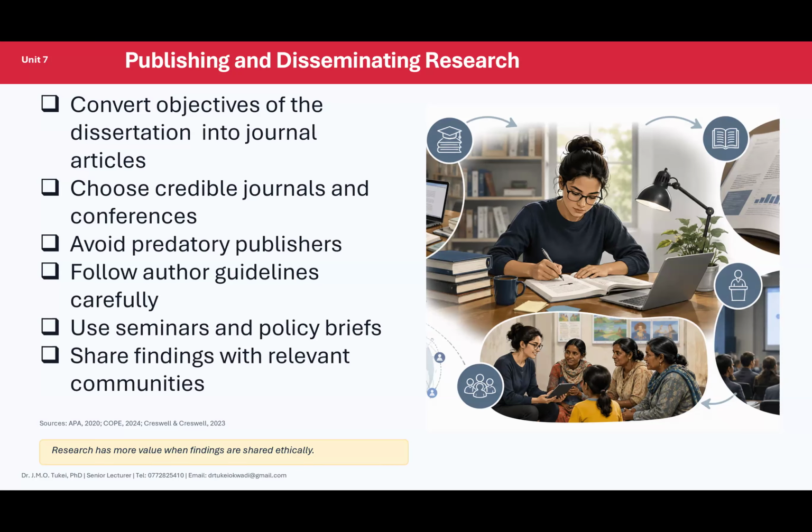So the key message here is research creates greater value. It's very important. Greater value when credible findings are shared ethically with those who can use them.